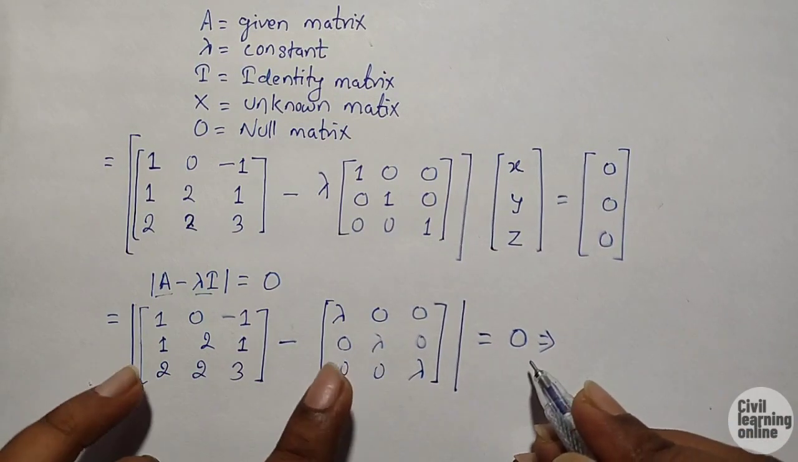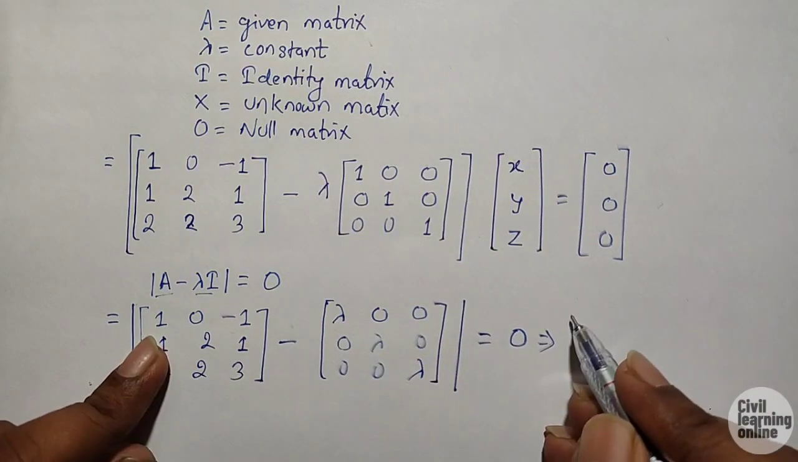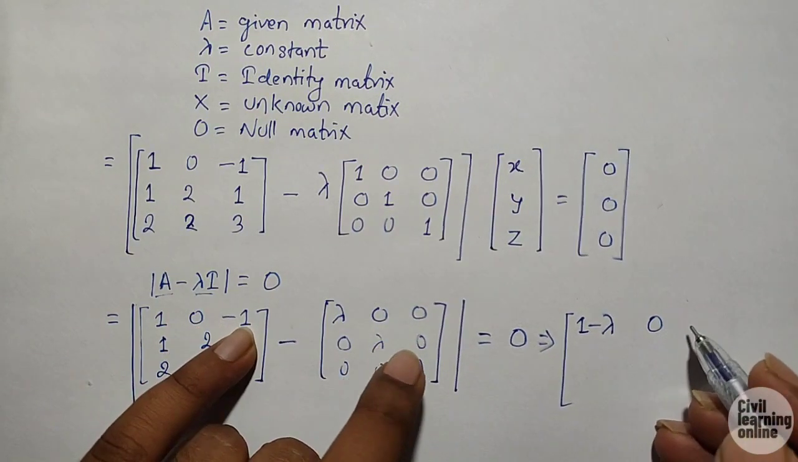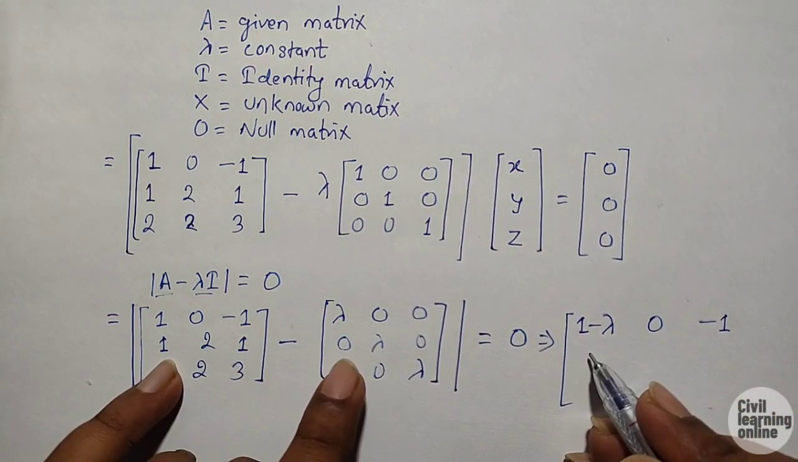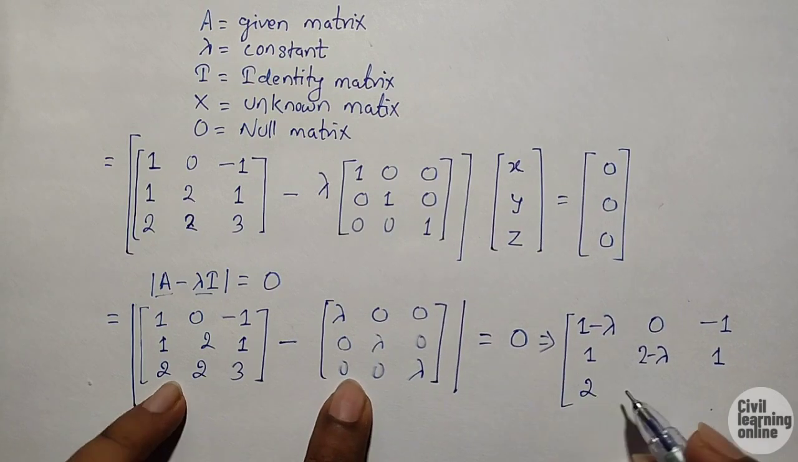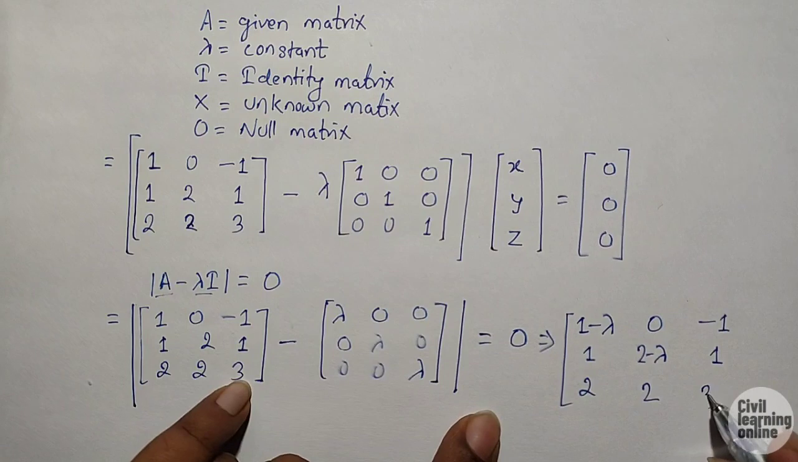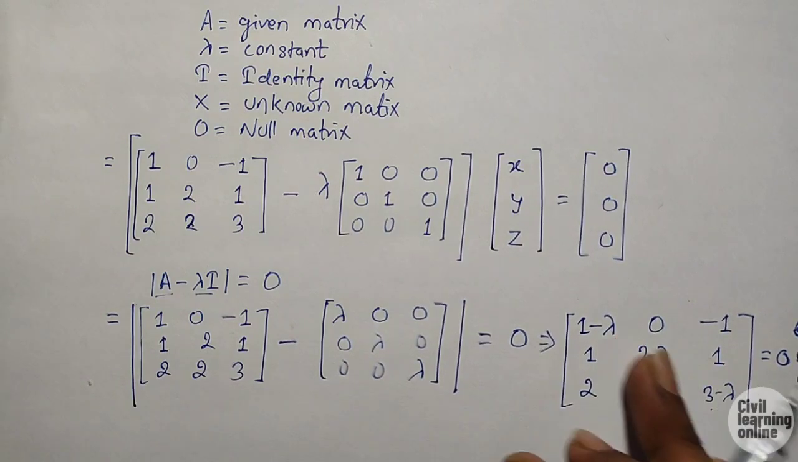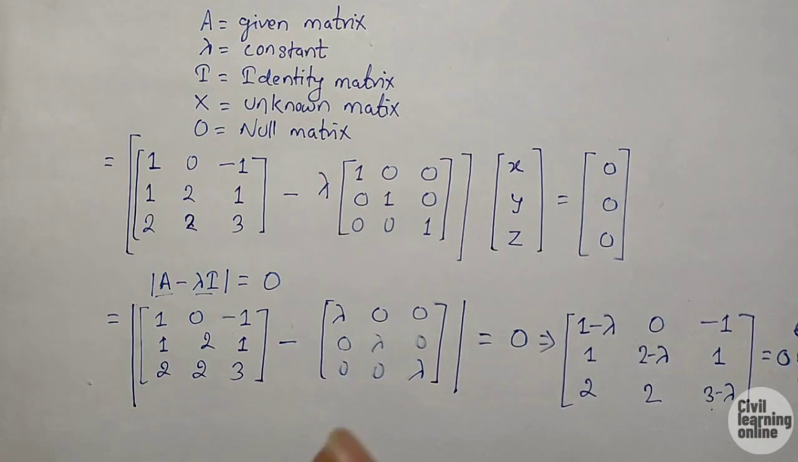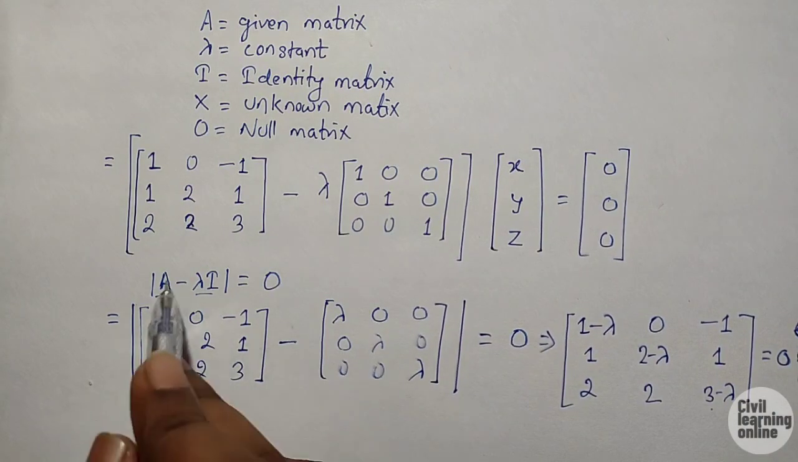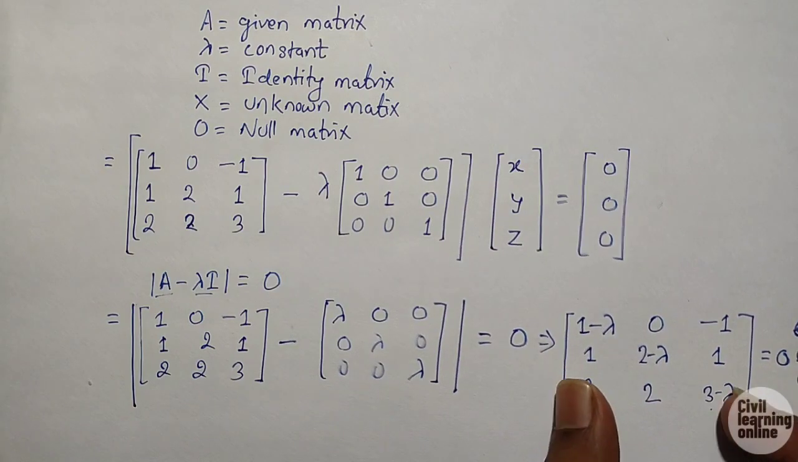On subtraction, lambda will be subtracted from the diagonal elements only. So we get 1 minus lambda, and 0 minus 0 will be as it is, minus 1 minus 0 will be as it is. Similarly, 1 minus 0 will be 1, 2 minus lambda, 1 minus 0 will be 1, 2 minus 0 will be 2, 2 minus 0 will be 2, and 3 minus lambda. In short, on subtraction, lambda is subtracted from the diagonal elements only. I hope you understood this step. We didn't do anything special here: we multiplied the identity matrix with lambda and subtracted that from the given matrix A.